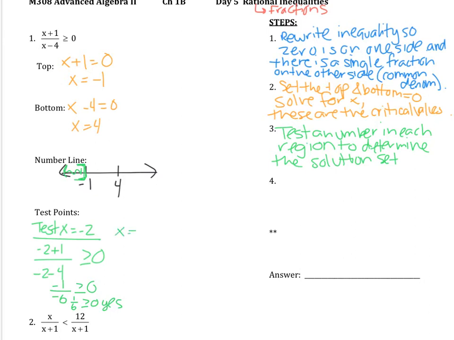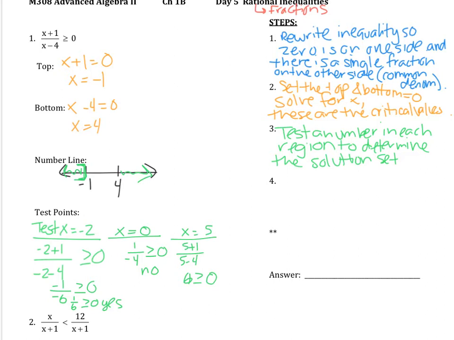Next I'm going to test x equals 0. For this one I get 1 over -4, which is not greater than or equal to 0. And then I'm going to test x equals 5. 5 plus 1 is 6, 5 minus 4 is 1, 6 over 1 is 6, 6 is greater than or equal to 0, so I'm going to shade to the right of the 4 as well.